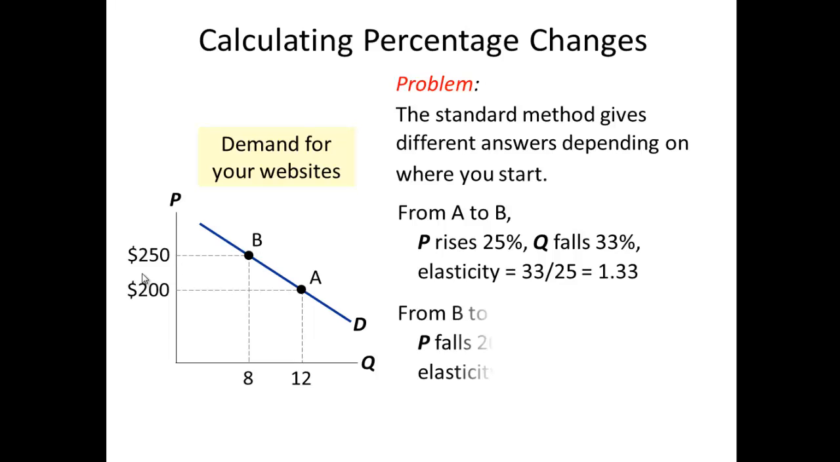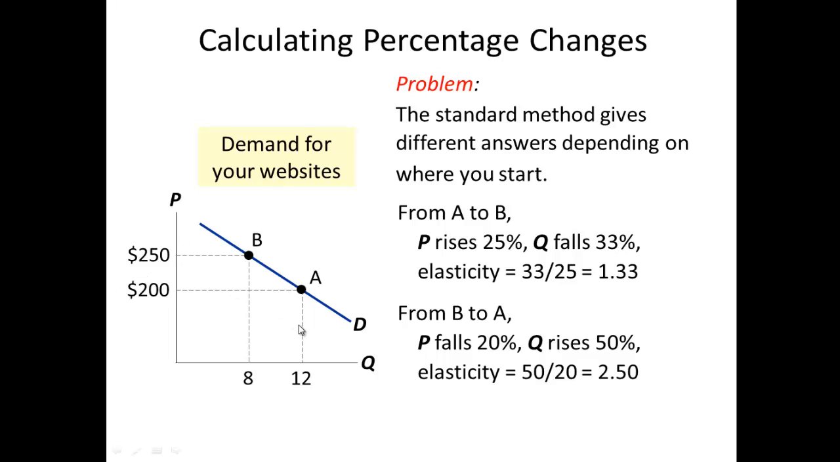Now, when we talk about the standard method, one of the problems is that the answer you get depends upon where you start. It is possible for two people to have the same set of data and use the standard method to calculate the percentage change and come up with two different answers. That is totally within the realm of possibilities.